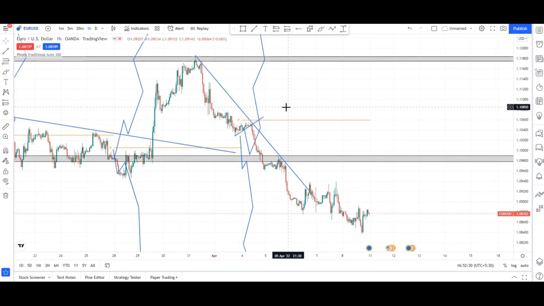Okay guys, this is the analysis of what we have taken, the trades also, and we have got a jackpot, guys. You can see my analysis is 90 to 95% accurate.